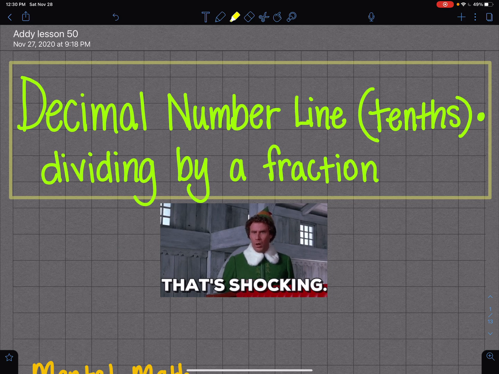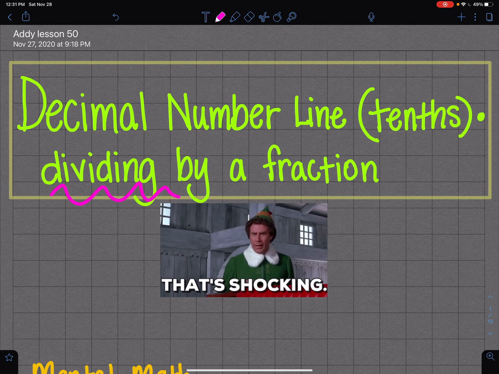Lesson number 50 is awesome because it goes over the decimal number line. So we're going to talk about tenths and maybe hundredths, we'll see. And then also dividing by a fraction. Dividing by a fraction is part 2 of the lesson, but I think it's a really important thing. You're going to see how it's done, and it's going to be so cool.